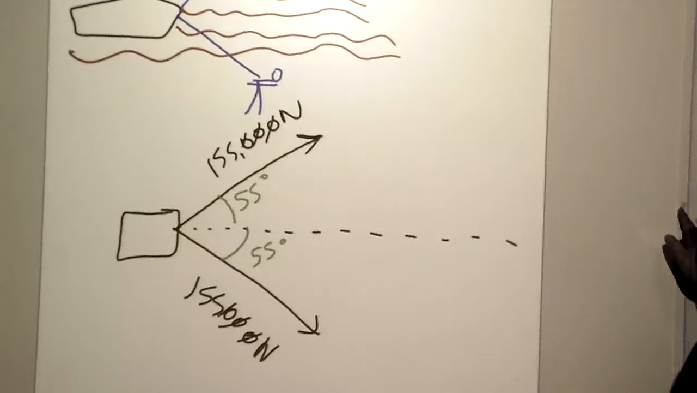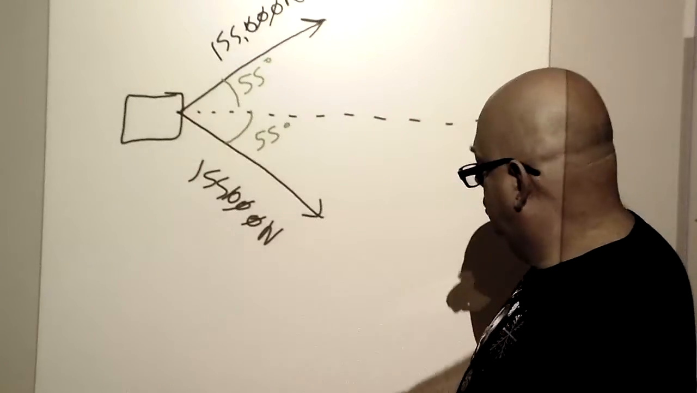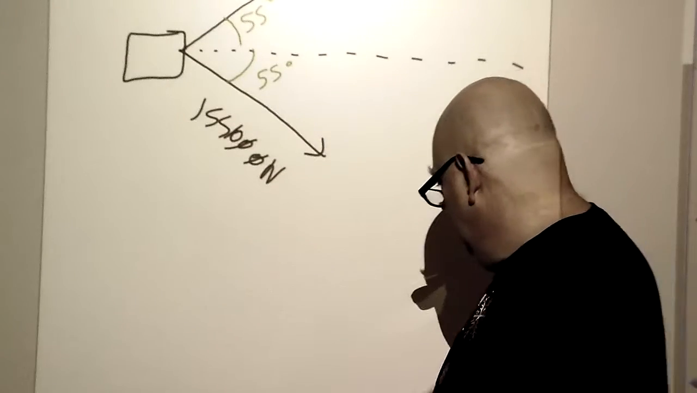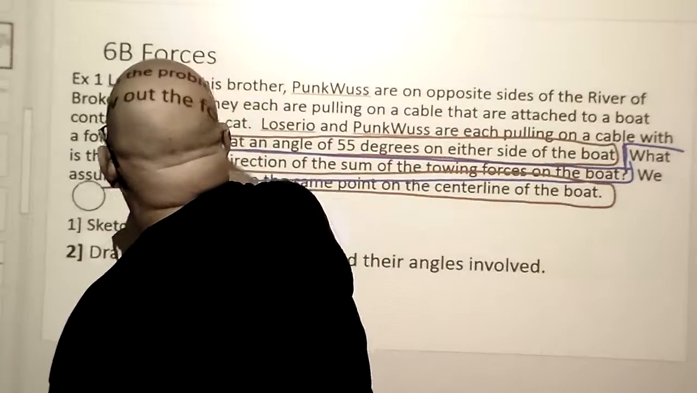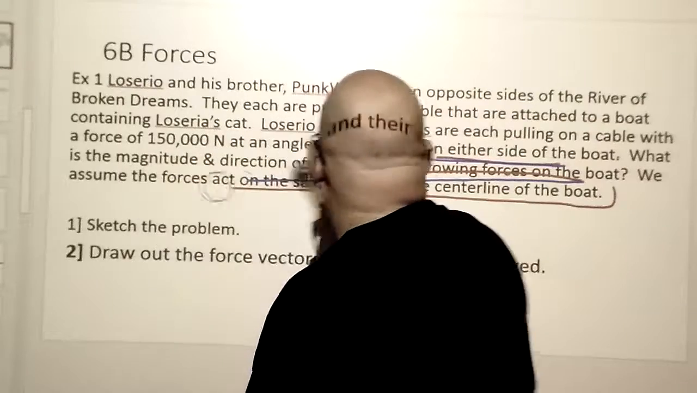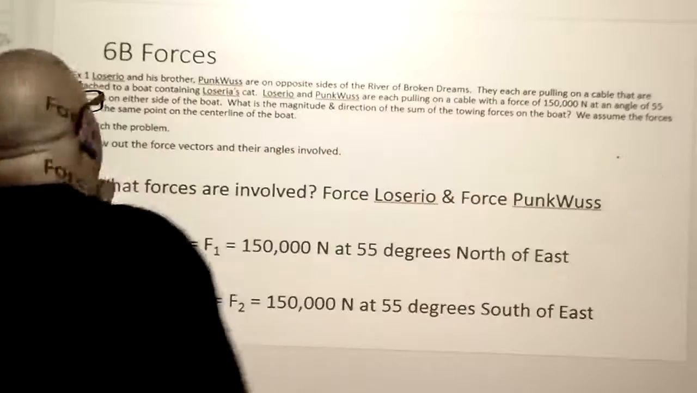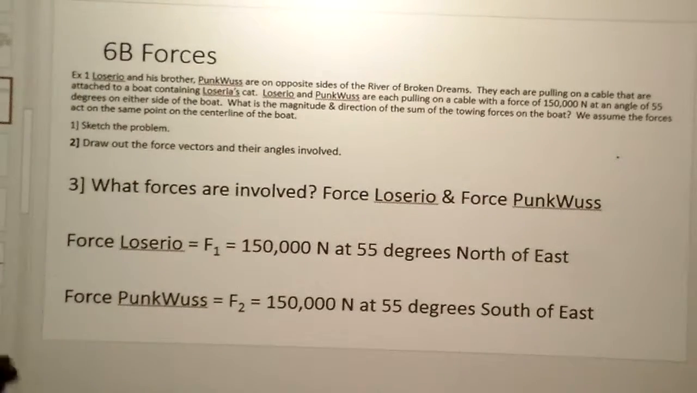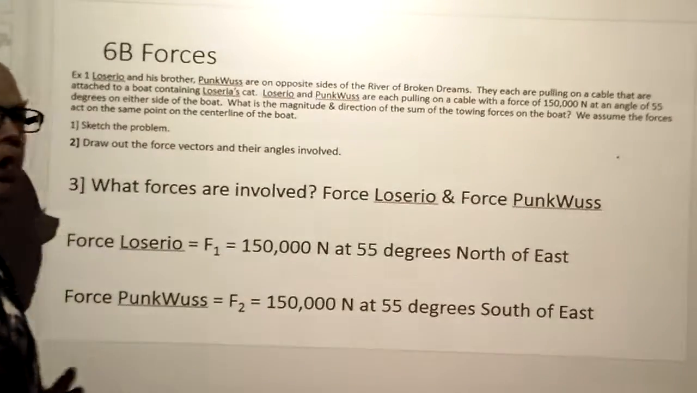All right, so with that, we sketched out our problem. Great. What is the next thing that we need to do? Well, I'm going to erase all this because you don't have to worry about it. And if I click onto the next slide, it's going to show. So let's go with it. We're going to draw out the force vectors and their angles involved. We did that. So what forces are involved? Well, force Luzario and force Punkwus.